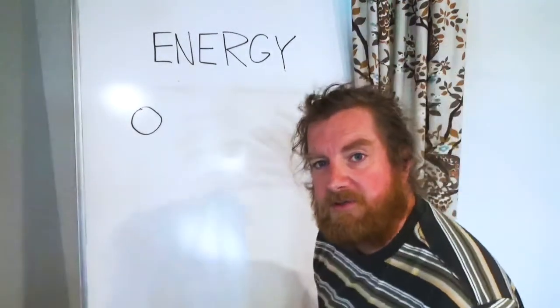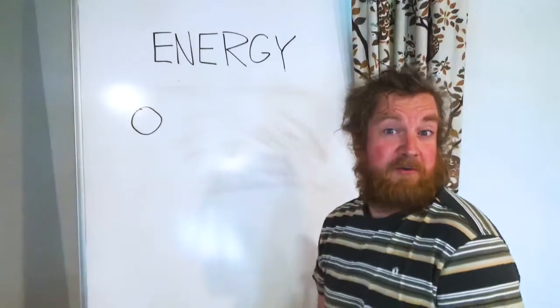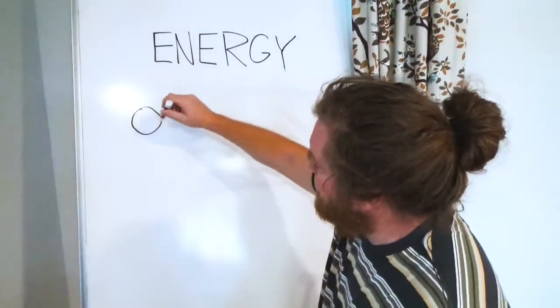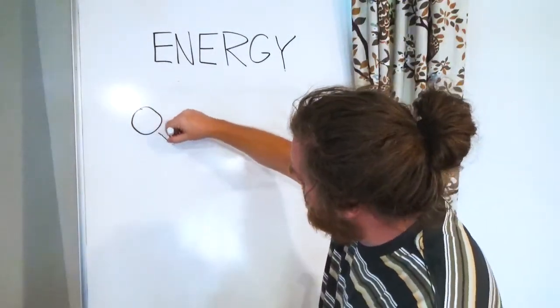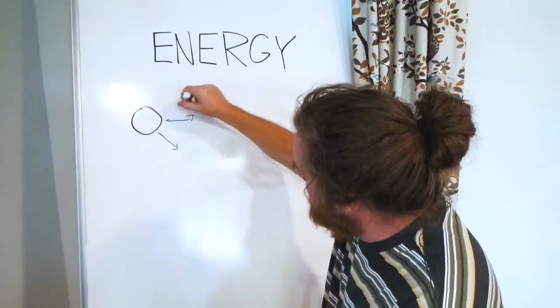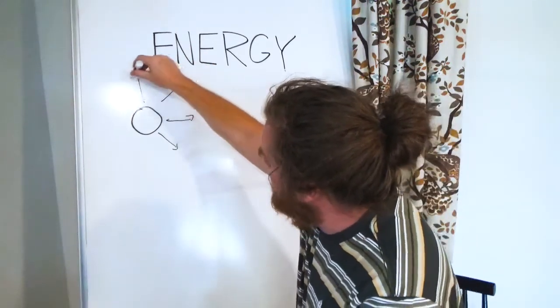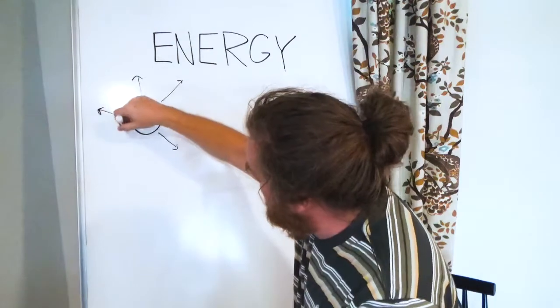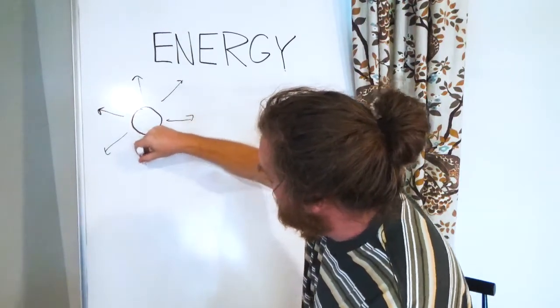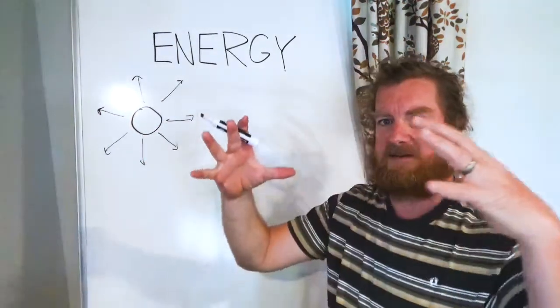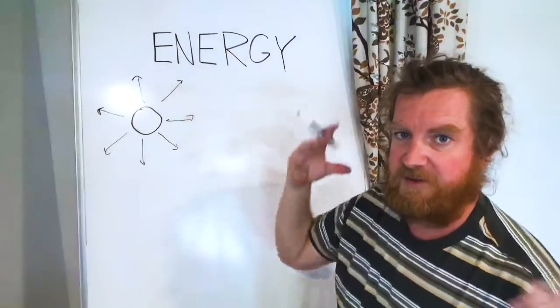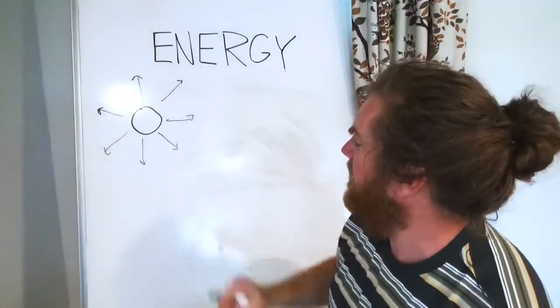So here I drew a picture of the sun. It's a circle. The sun radiates energy out in a spherical pattern, right? The sun's rays travel out in an ever-growing sphere, if you were to think about it like that, from the sun.